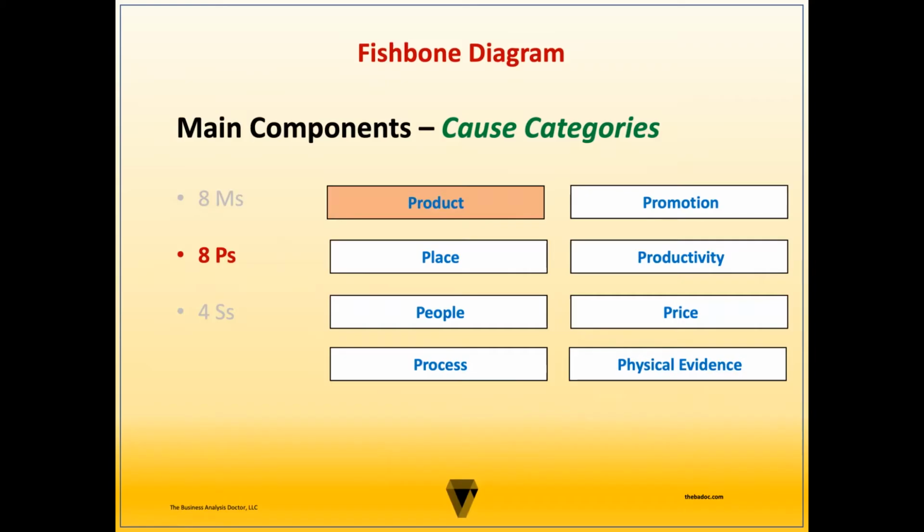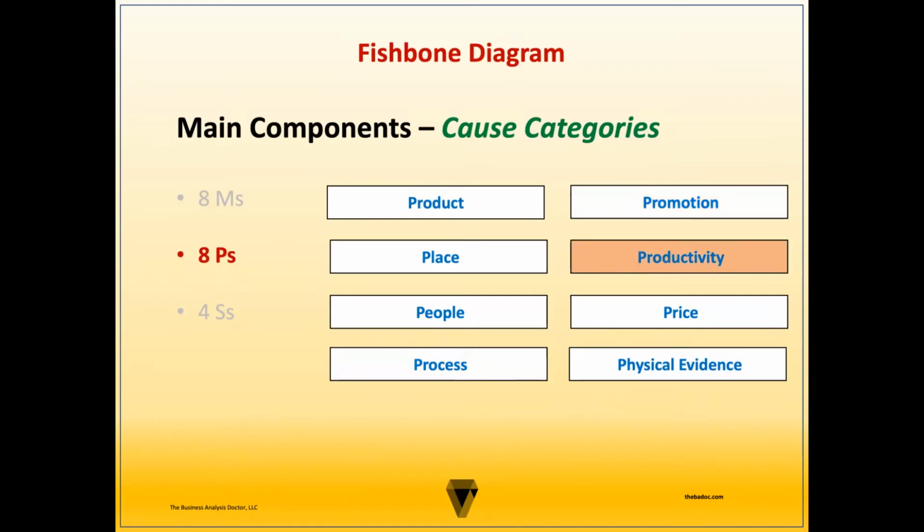Product refers to the actual goods or services offered by the company. Place involves the distribution and availability of the product or service. People encompasses the personnel involved in delivering the product or service. Process refers to the procedures and methods used to deliver the product or service. Promotion involves the marketing and communication strategies used to promote the product or service.